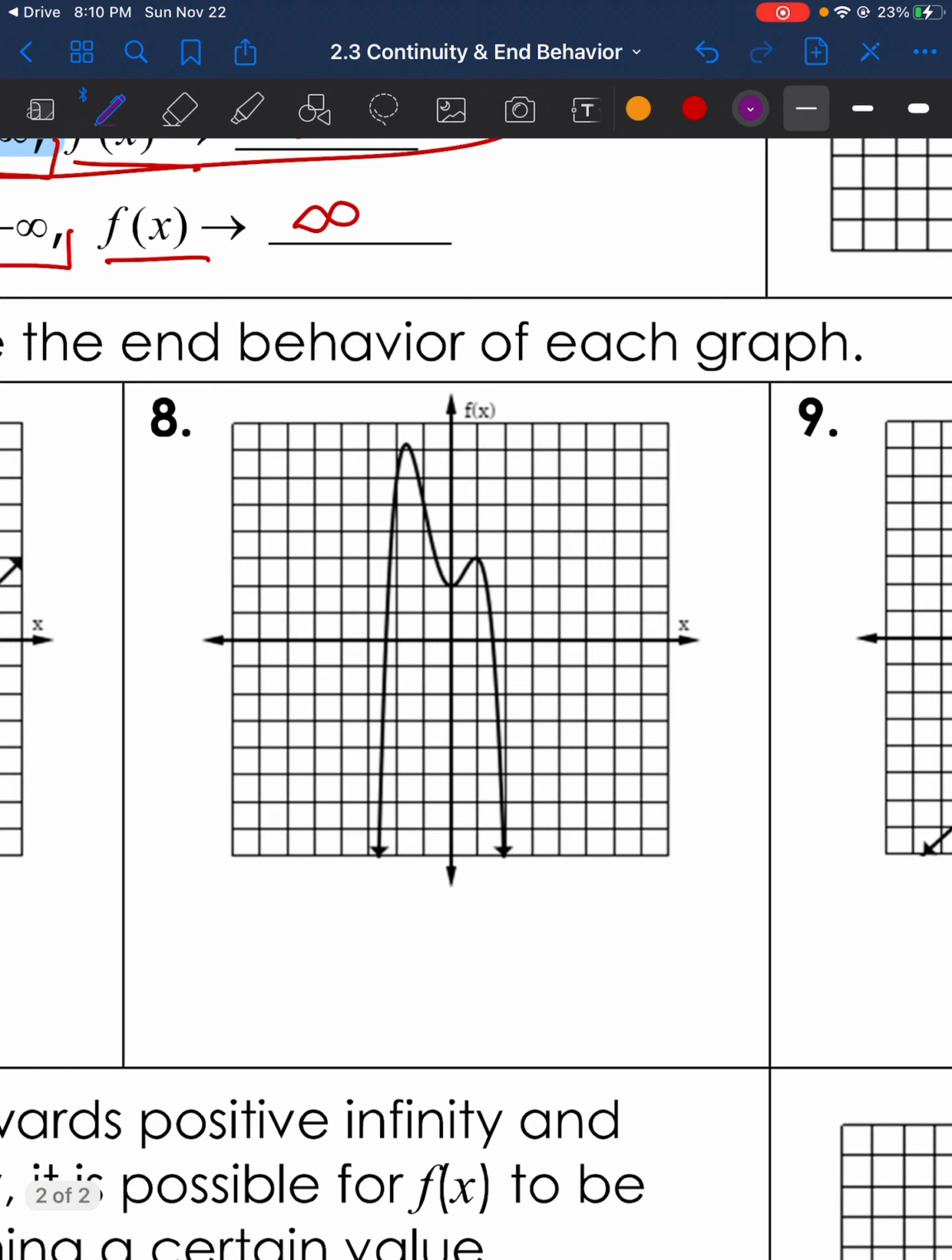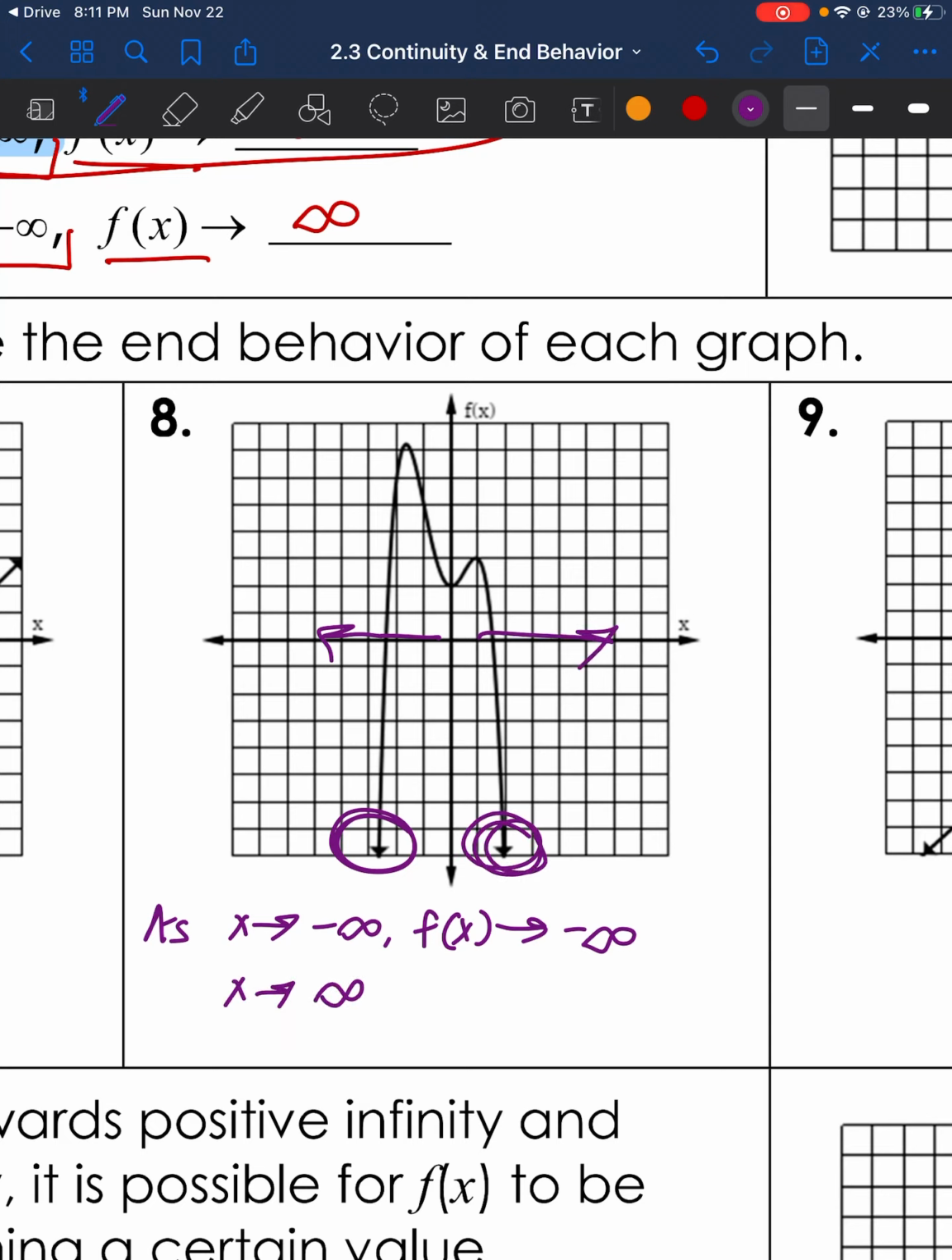Number 8 here, as x approaches negative infinity, f of x is doing what? Well, it looks like as we go down to negative infinity, we're looking at this side here, and our arrow is going down, so f of x is going to negative infinity. And as x approaches infinity, we want to look at the right end here. Our arrow is also pointing down, so we are going to negative infinity in both cases.